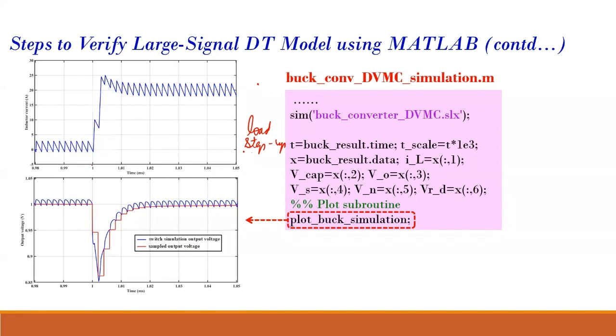Because of the change in the load current, there's a dip in the output voltage, but it is being regulated back because of the closed loop control. The blue one is showing the actual analog output voltage varying. And the red one which you see here is my sampled output voltage. I'm taking one sample per cycle, and that is shown in this curve.